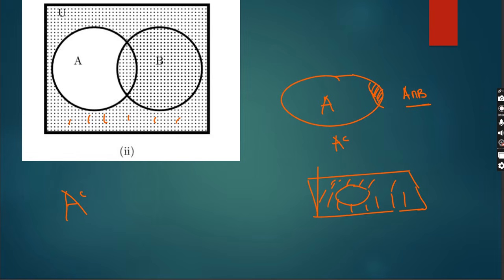So we are going to combine them to describe the full set which has been shaded. A complement is shaded, and also A intersection B is shaded. So to combine it, we are going to have A complement union A intersection B. This is how you describe this set.